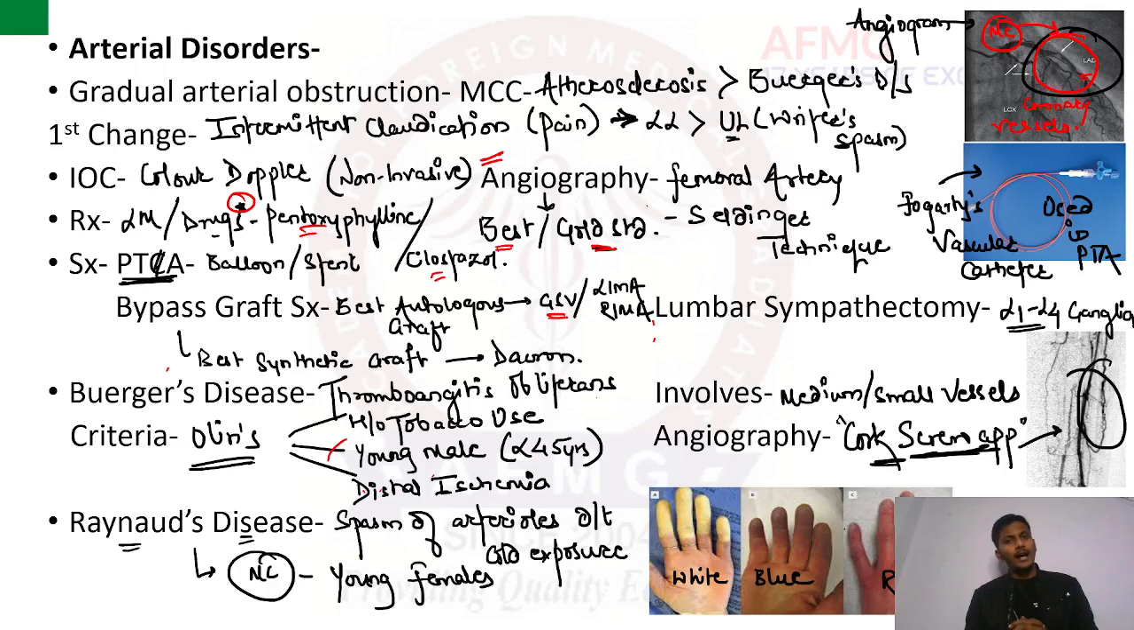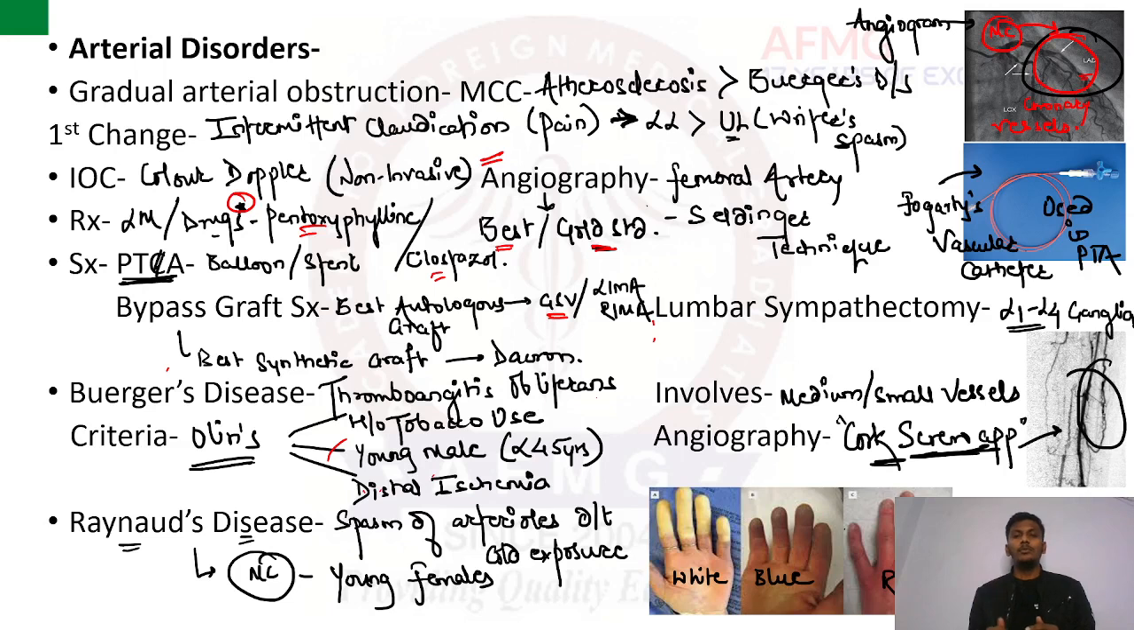Or we can use some arteries like the LIMA or RIMA, that is left or right internal mammary artery. Those are also the best autologous grafts. Then if we talk about the best synthetic graft, that is Dacron. Then after bypass grafting surgery, we can also have an option of lumbar sympathectomy. Lumbar sympathectomy is actually removal or destruction of the L1 to L4 ganglia.